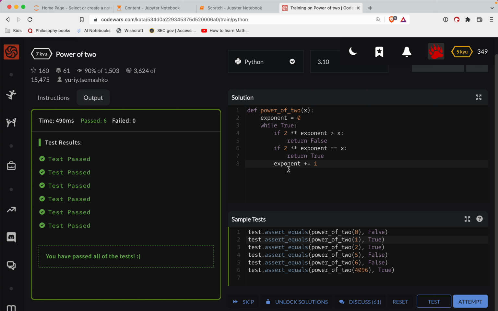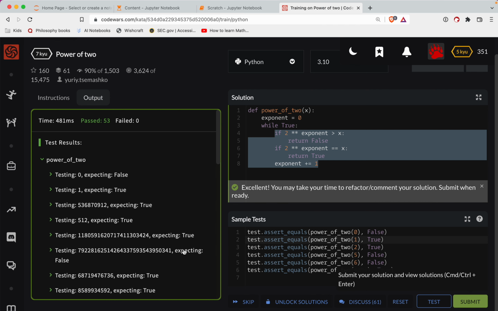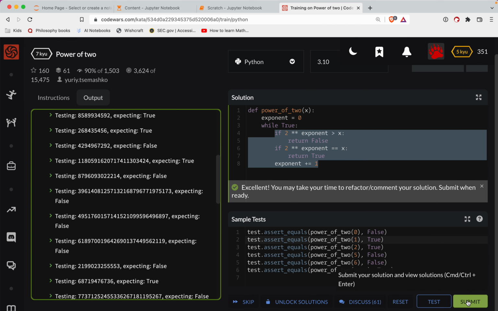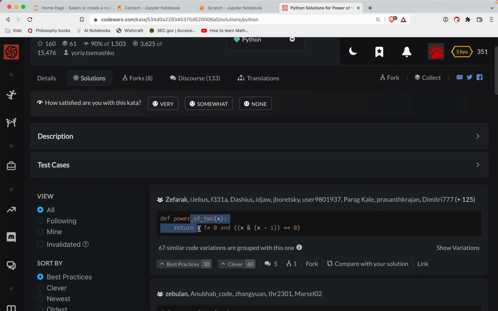Let's see. Yeah, I think I would just keep it at this. We're just going to go until we're bigger than the number. Let's look at some other solutions and see if we could have done this better. So we'll do a full submission here. And it's always good, once you solve it, you can look at somebody else's solutions.